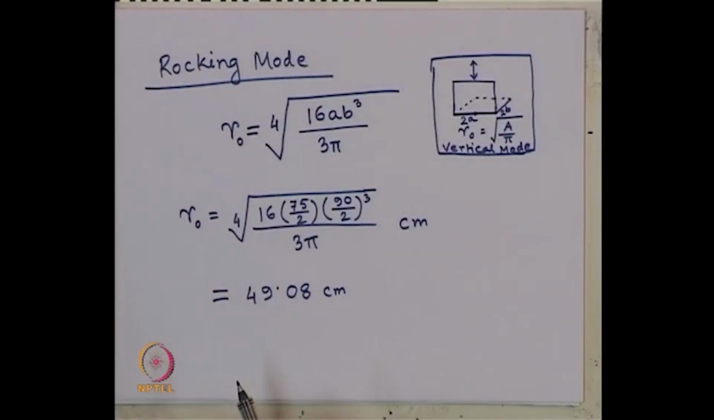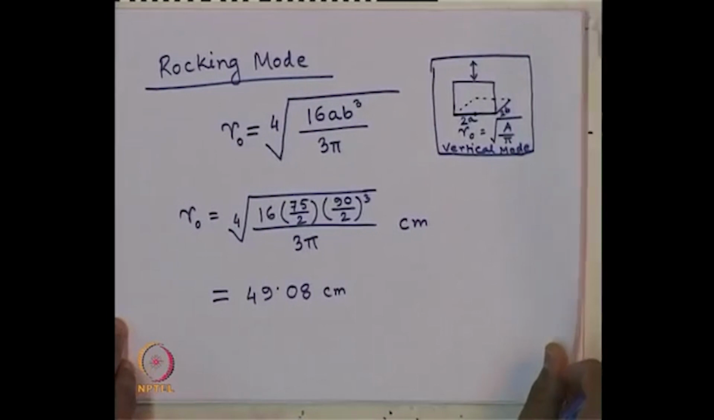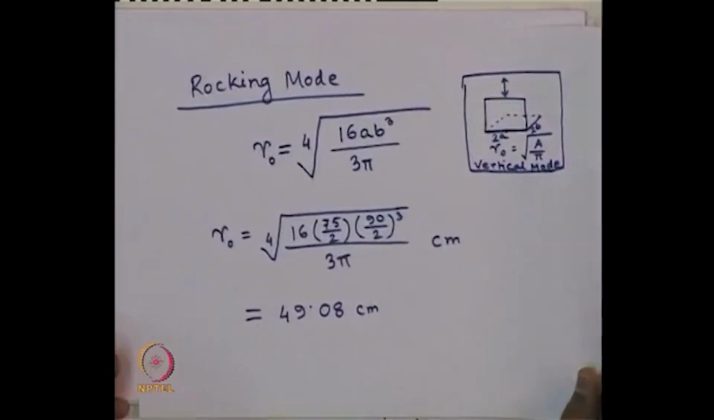46 point something. It was 46.35 centimeter. 46.35 centimeter was the equivalent radius of a circular footing for the case of vertical and horizontal mode of vibration, whereas for rocking mode it has changed to 49 centimeter. So, we have to remember this expression, and how we are obtaining that also I have explained just now.